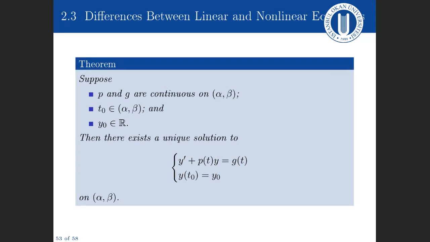I start with a theorem for linear equations. Suppose we have two functions p and g which are continuous on some open interval. And suppose that the initial time, t0, is in this open interval, and y0 can just be any number. The theorem says then there exists a unique solution to this initial value problem on this open interval. It says two things. It says there exists a solution, there's always a solution, and it says that the solution is unique. There's only one solution.